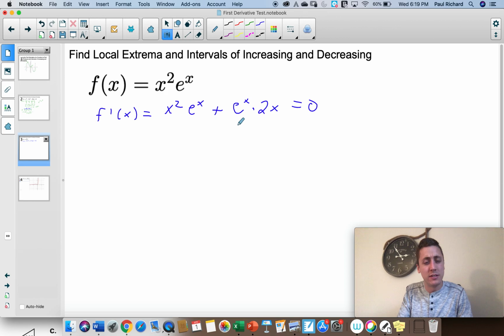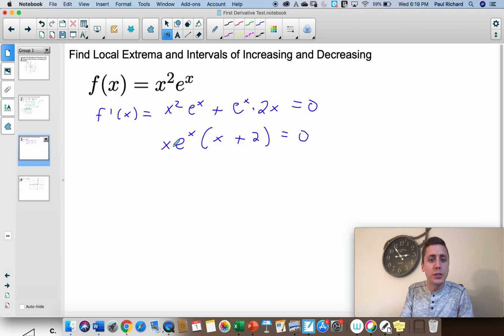This is a little weird to solve, but I do see some similarities between this term and this term, which means I can factor out a GCF, so this takes us back to algebra. I'm going to factor out an x e to the x, because this thing has an x e to the x, and this thing has an x e to the x. We're left with one of the x's here, and we're left with a 2 here, equals 0.